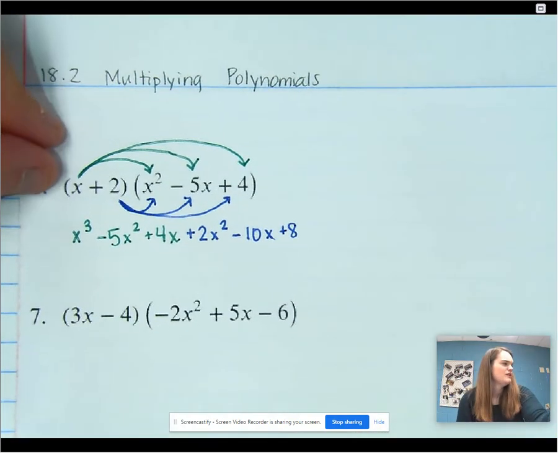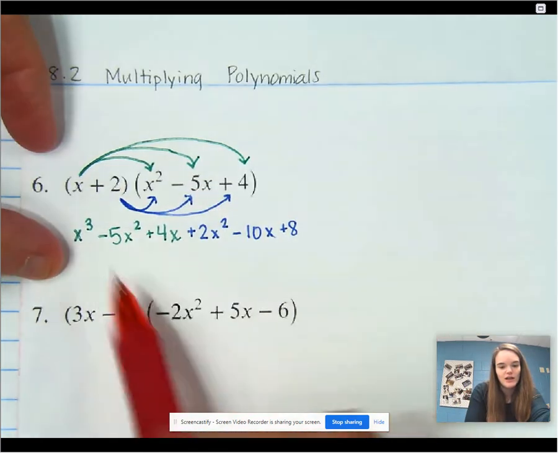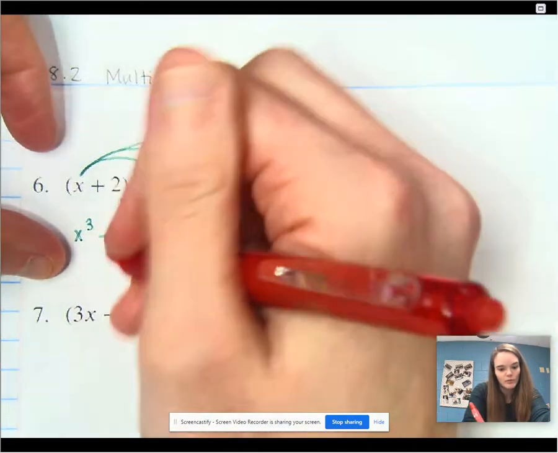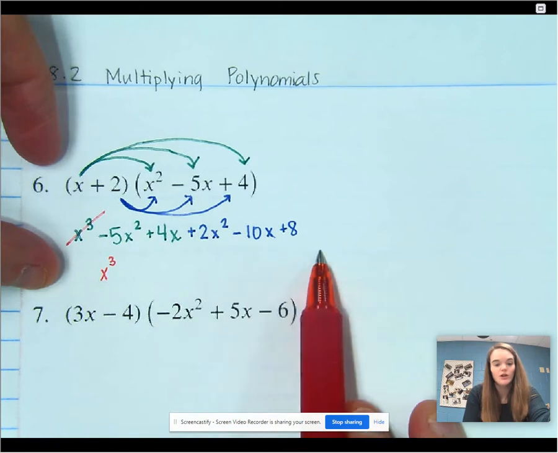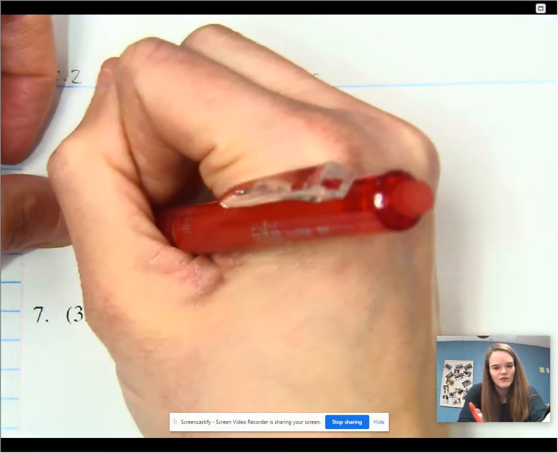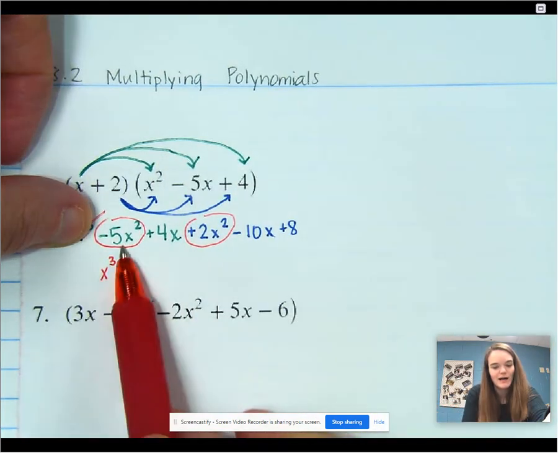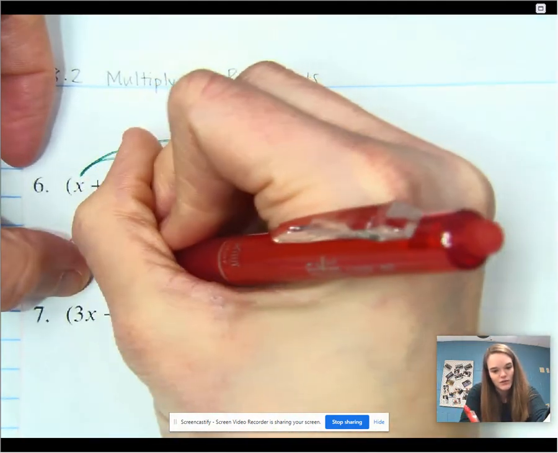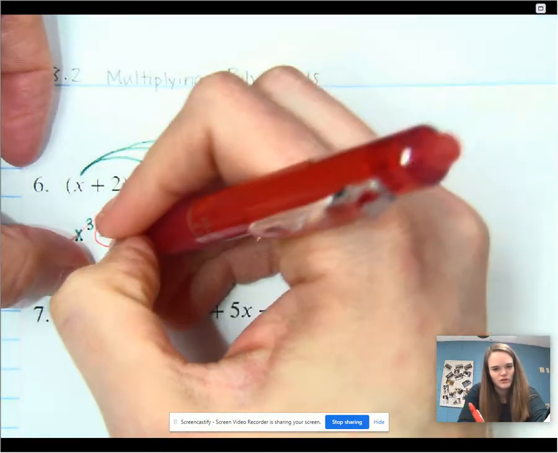Once you have distributed everything, you have to decide if you have like terms. And I like to start with the largest exponent first. I have x to the third. It has no like terms, so we're going to bring it down. Cross it out because these start to get really long. Let's go to the x squareds now. I have negative 5x squared and 2x squared. So those two will combine to give us negative 3x squared, because remember you're doing negative 5 plus 2. I'll cross those out.